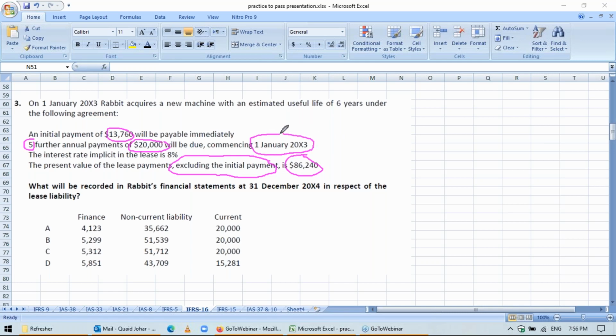which get due on 1st January 2003. So the payments are all in advance. In the earlier question, the payments were in arrears. In this question, the payments are in advance. Right? So let's make that amortization schedule. All of these figures which are required will be found from the lease amortization schedule.